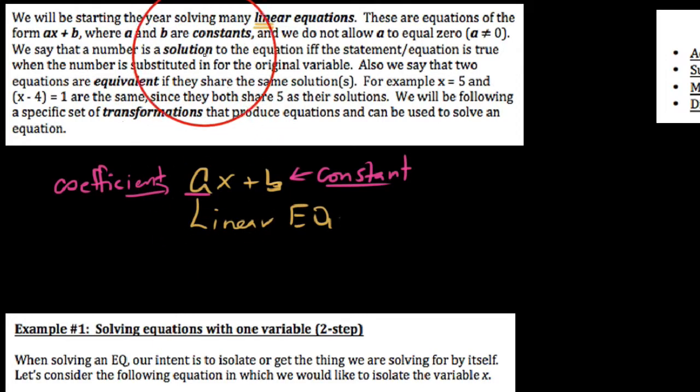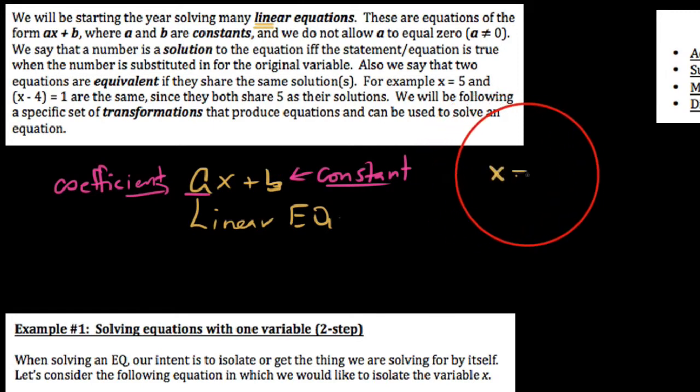We say that any number is a solution to a linear equation if and only if the statement or equation is true when we substitute that number back into the original statement. We also say that two equations are equivalent if they have the same solution. So for example, x equals 5 and x minus 4 equals 1 are the same. We're going to talk about both of these.